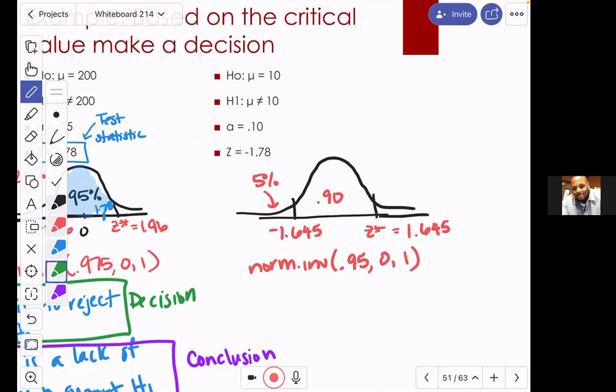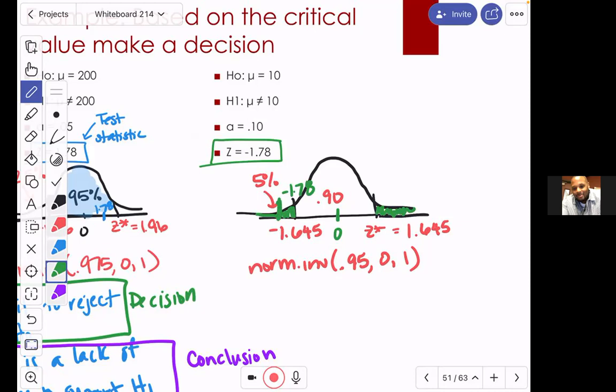I'm now telling you your Z value again. Your Z value now is also equal to negative 1.78. So here's 0. Where does negative 1.78 fall? It falls to the left of negative 1.645. Where does it fall? It falls in the rejection region. Here's negative 1.78, it's falling in that rejection region. Do you see that? It's to the left of that critical value, negative 1.645. So it's falling in my rejection region.